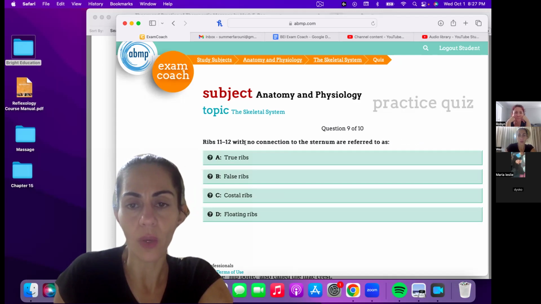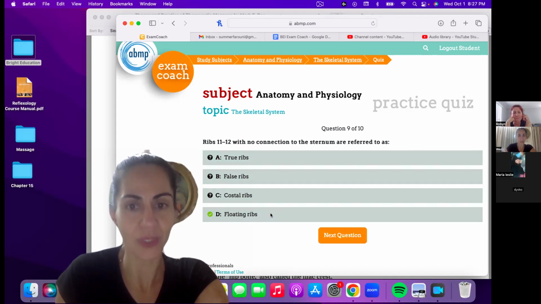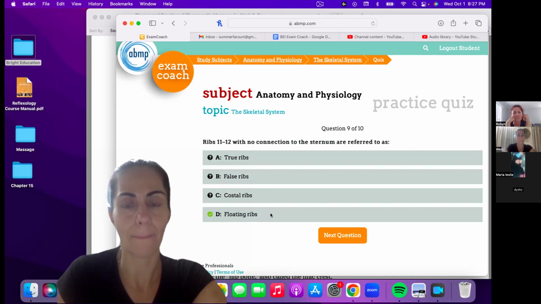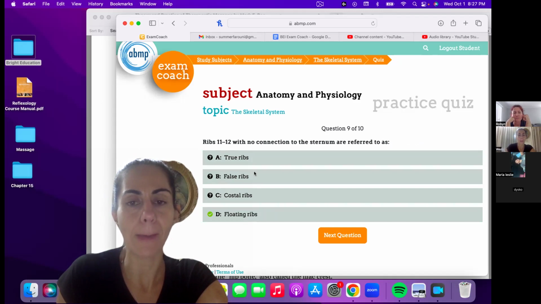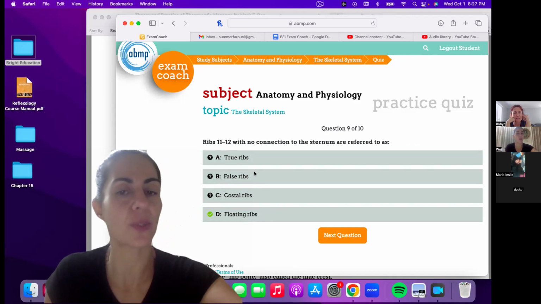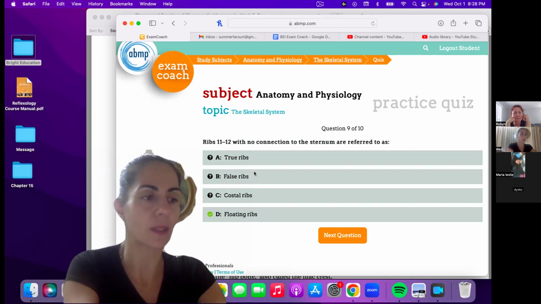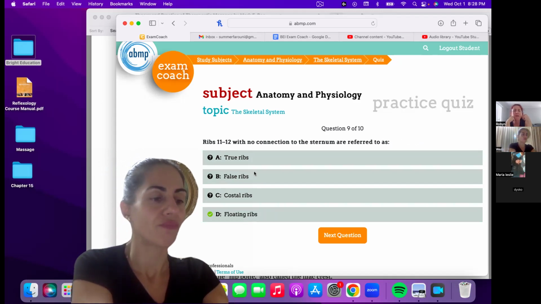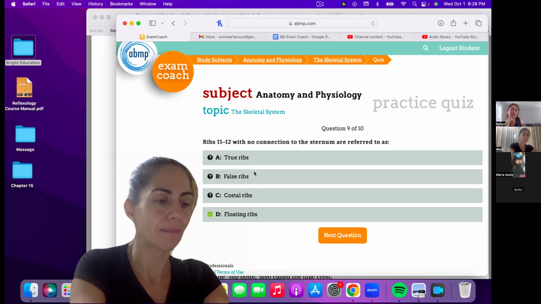Ribs 11 and 12 with no connection to the sternum are referred to as floating ribs. Isn't it a false rib too? There is something called a false rib, right? Yes, there is, but let me see if it refers to the 11. No, the 11 and 12 are floating ribs. Are they like the cartilage-looking stuff at the front of the rib? Yes, but let me double check.